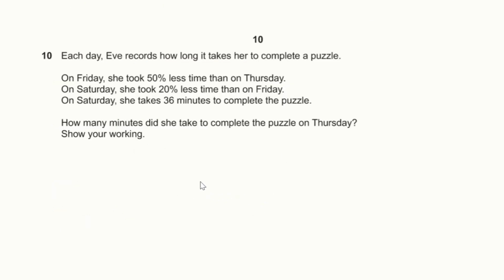Question number 10. Each day, Eve records how long it takes her to complete a puzzle. On Friday, she took 50% less time than on Thursday. On Saturday, she took 20% less time than on Friday. On Saturday, she takes 36 minutes to complete the puzzle. How many minutes did she take to complete the puzzle on Thursday? Show your working.